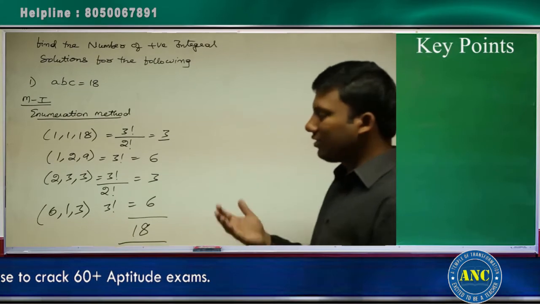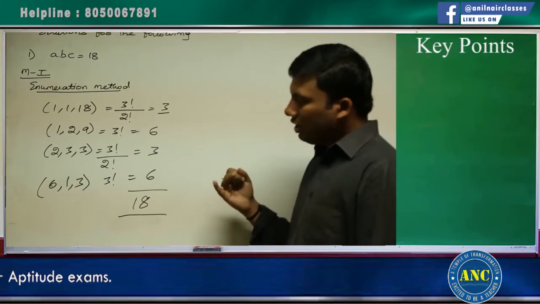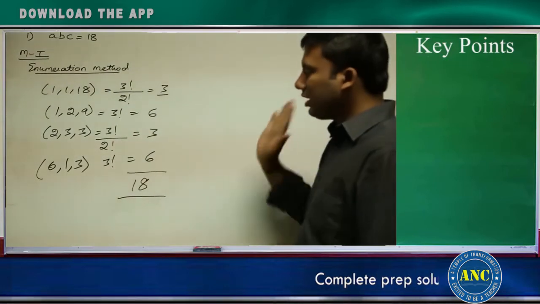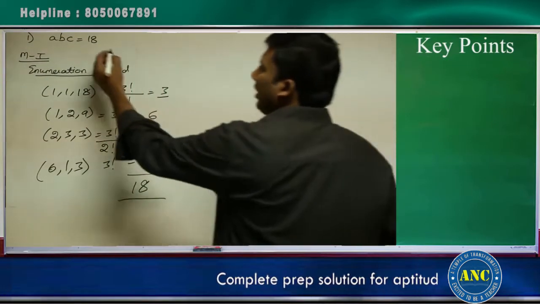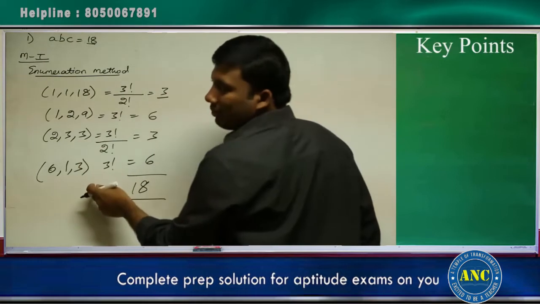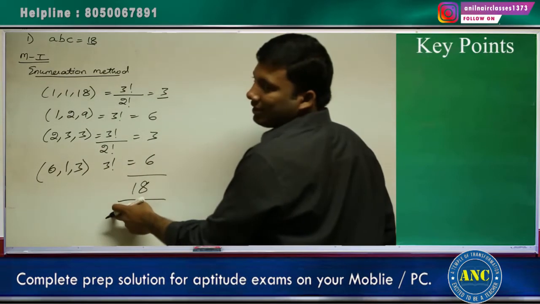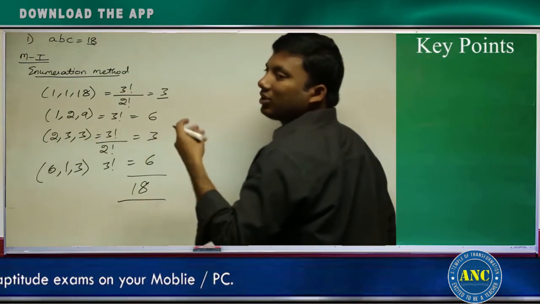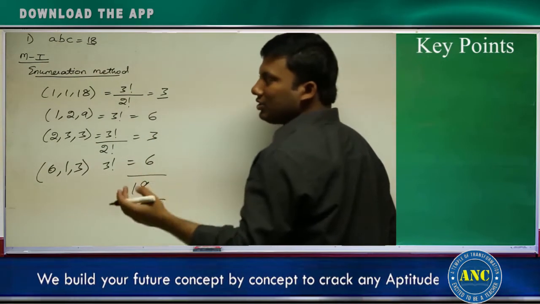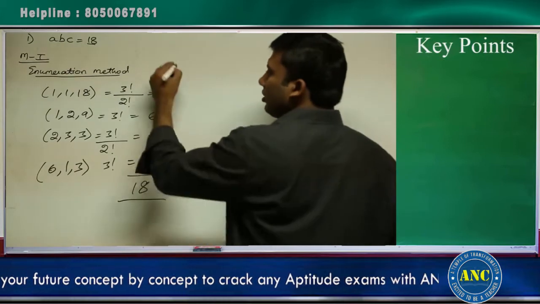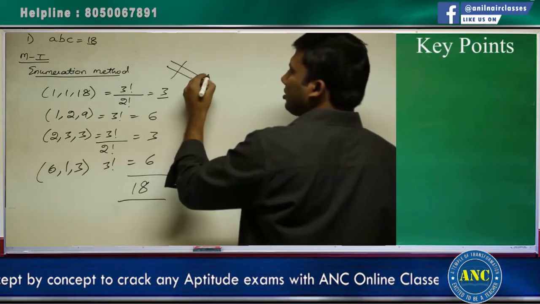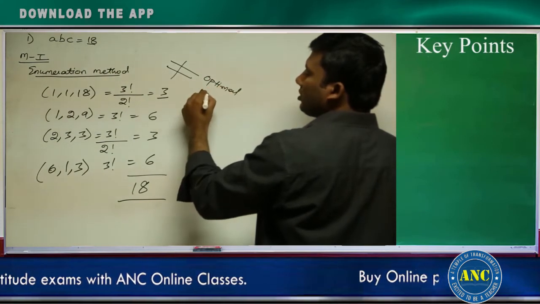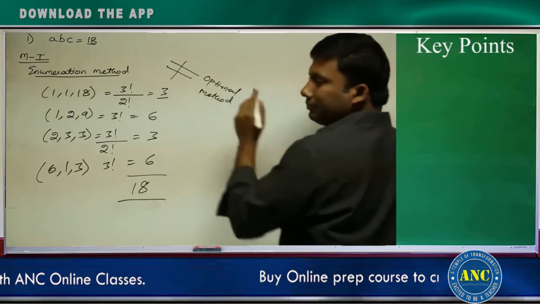See, what are the factors of 18? 1, 2, 3, 6, 9, 18. All the factors we have got, so no other cases, 18. But for 18, the number of factors is limited, so I got these 4 cases. Suppose instead of 18, it is 180, 1000, 2000, 10,000, this process becomes difficult. Therefore, this process is not the best or optimal method.